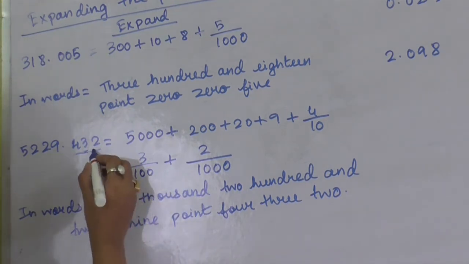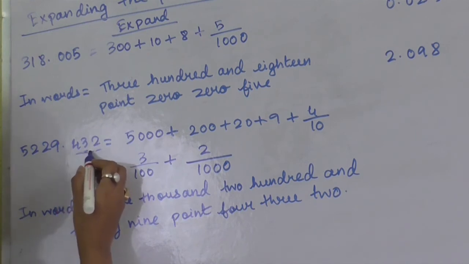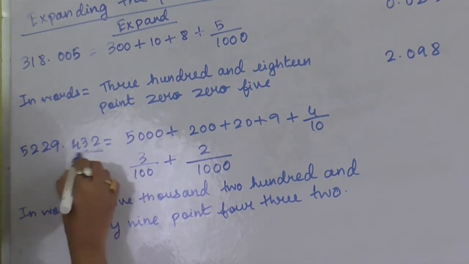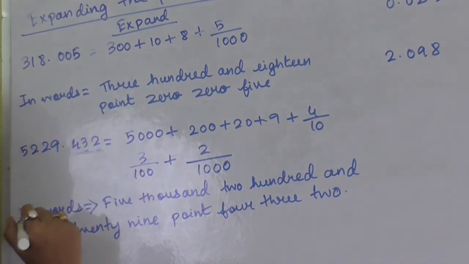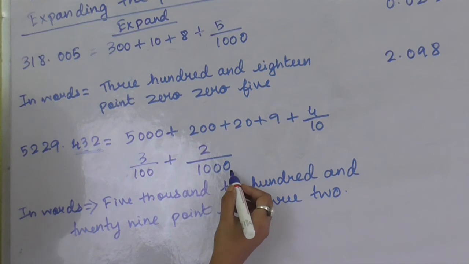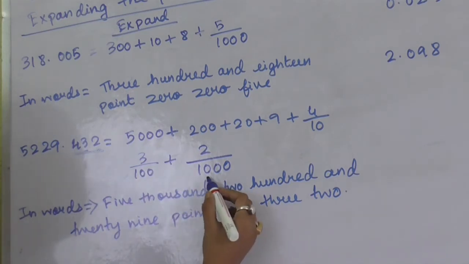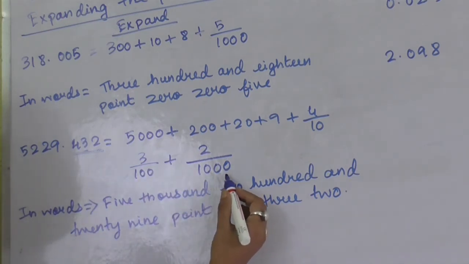Next, I am considering this 2, and you can see on the right hand side of this decimal point we are having 3 numbers while considering this 2. So simply what will I do? I will just divide it by 1000. Since on the right hand side of the decimal point I am having 3 numbers, so here I will take 3 zeros, so it will become 1000.